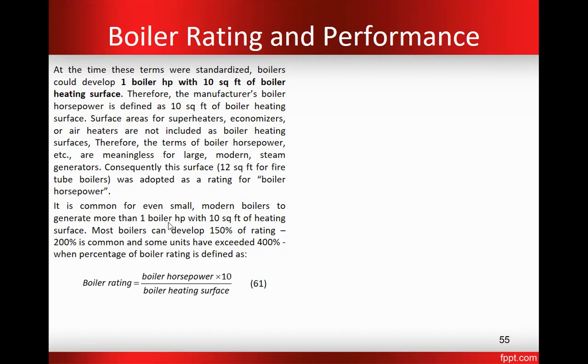So it is common for even small modern boilers to generate more than one boiler's power with 10 square feet of heating surface. Most boilers can develop 150% of rating, 200% is common, and some units have exceeded 400%. The percentage of rating is defined as boiler rating equals boiler's power times 10 over the boiler heating surface.